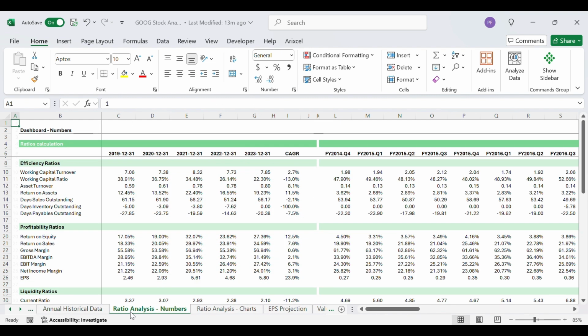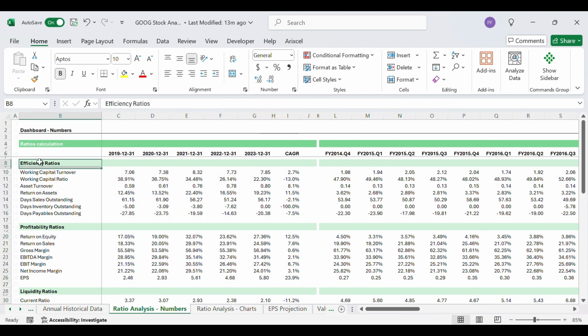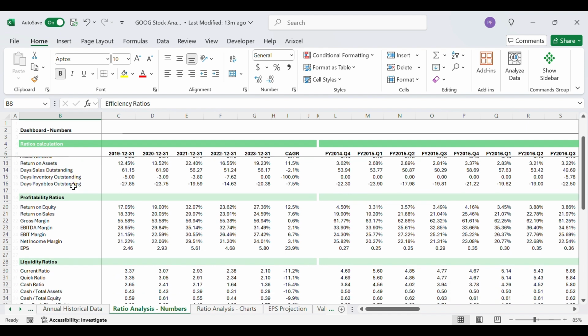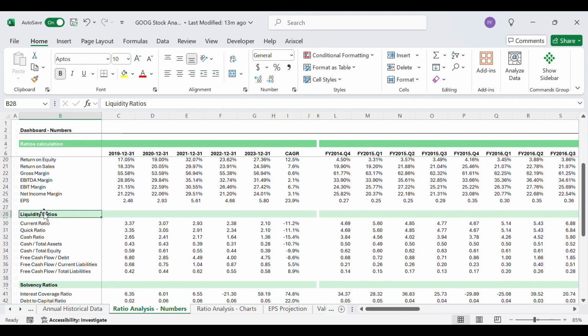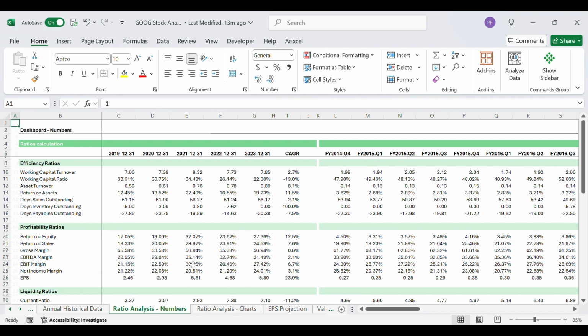Then next tab is the ratio analysis. So you will find several ratios that analyze the company, in this case, Google, both annually and quarterly. We have several types of financial ratios. We have efficiency ratios, like working capital turnover, days sales outstanding, days payable outstanding, and so on. Profitability ratios, liquidity ratios, solvency ratios, and then growth ratios, so that to provide a holistic overview of the company.